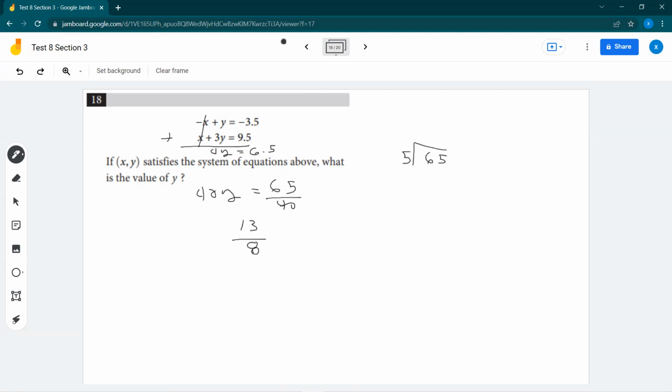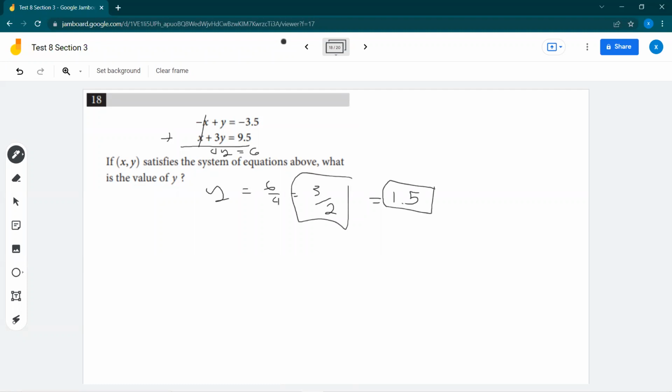Sorry, there's a mistake here. It's not 4y equals 6.5, it's 4y equals 6, because when we add them we get 6, so y is equal to 6/4, which is equal to 3/2, which is equal to 1.5, or 3/2. So this is an acceptable answer, and so is this, just by eliminating these x's here.